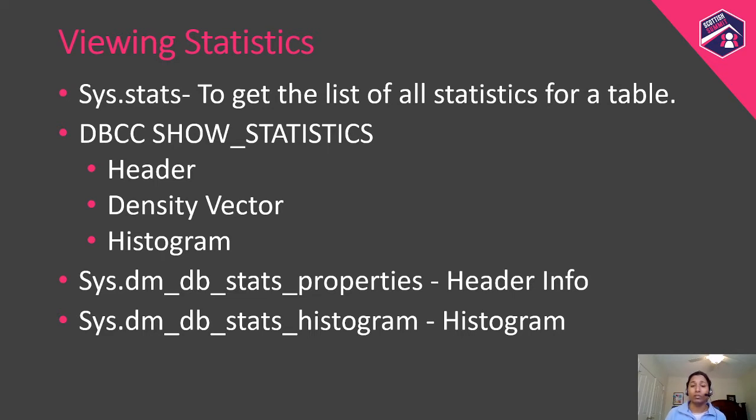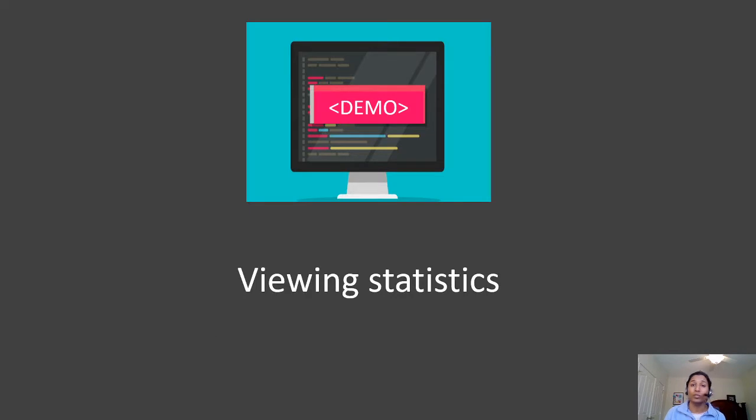You can get just the header information by using sys.dm_db_stats_properties, and just the histogram information by using sys.dm_db_stats_histogram. These two, sys.dm_db_stats_properties and sys.dm_db_stats_histogram, you can use in the latest versions of SQL Server. So this particular session is more demo driven. Let's get started with the demo.